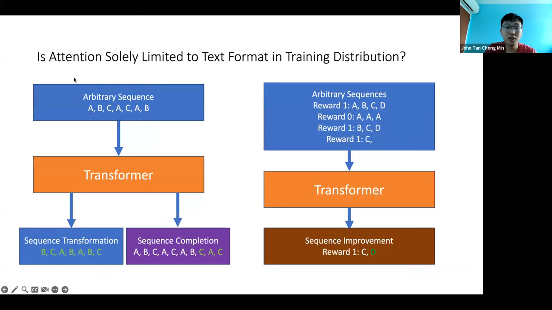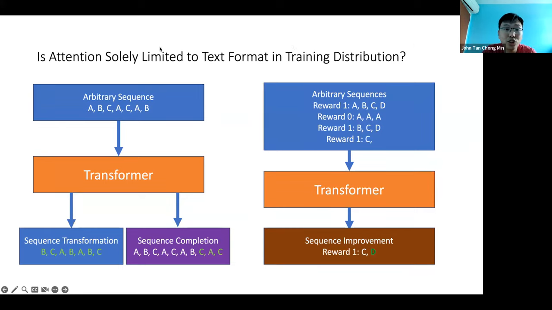Okay, so this is what I described earlier in block form. Typically in large language models, we try to do sequence completion within distribution. That means if you've seen "the cat sat on the mat" during your training examples, you can quite expect the model to say "the dog sat on the mat" or something similar to the training example. You expect it to work.